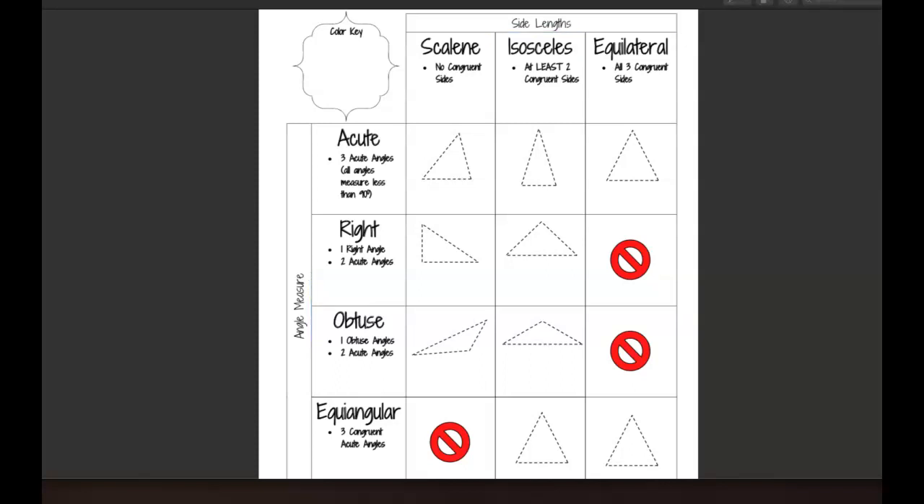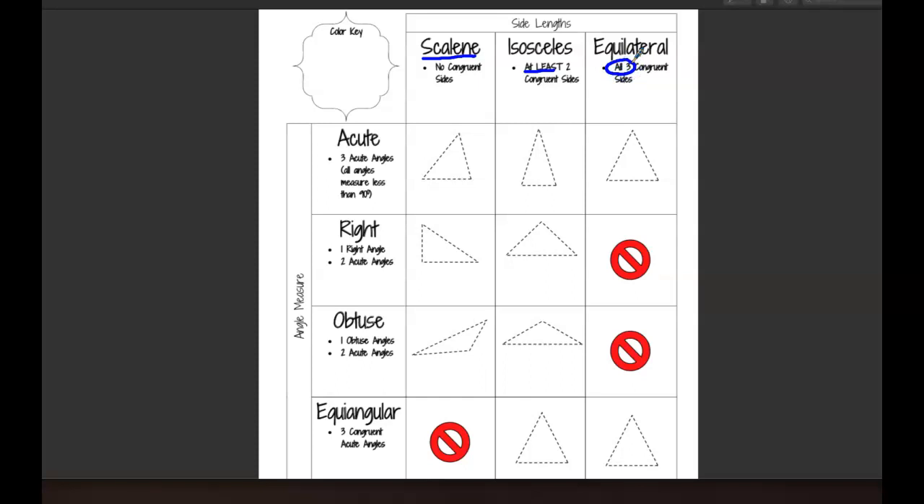So when we talk about sides, if a triangle has no congruent sides, it is called scalene. Congruent again means equal. So if none of the sides in the triangle are equal, it is called a scalene triangle. Isosceles means at least two. So remember, at least means two or more. So at least two of the sides in the triangle are equal. And an equilateral triangle has all three sides congruent. So every single side on that triangle is equal to one another.